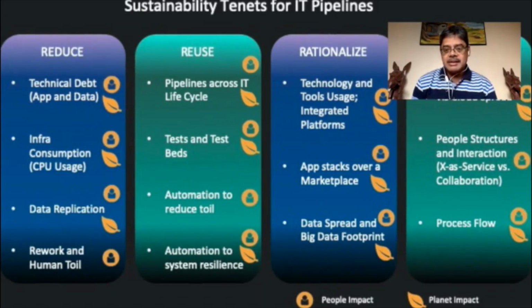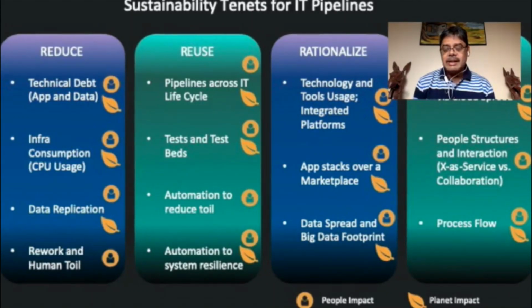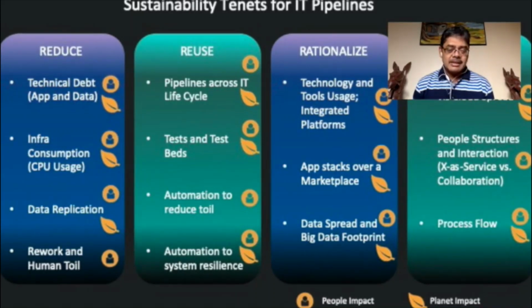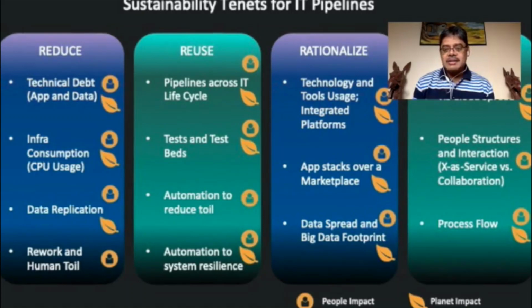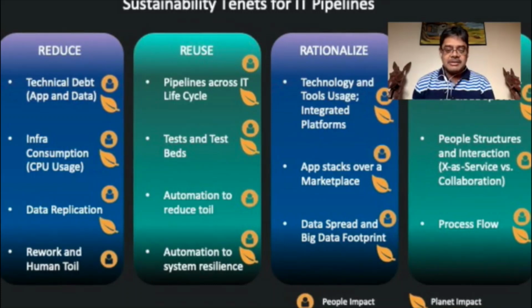The third pillar or tenet is of rationalizing things. Now, what is rationalize? There are three things that we look at. The first, technology and tools usage. We are looking at integrated platforms. So, how do you rationalize the different technologies that you are using? There is a lot of technology diversity across any organization. So, how do you rationalize that diversity? How do you rationalize your tools usage? How do you bring in integrated platforms that help you rationalize the usage of those technologies and tools?